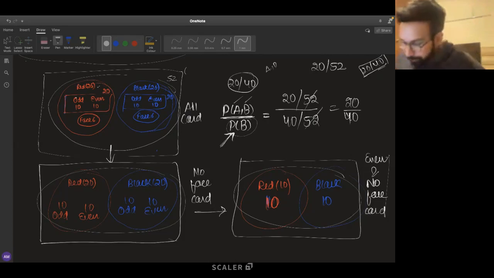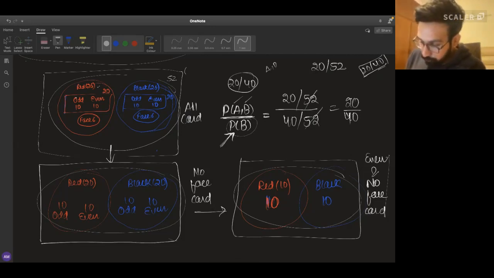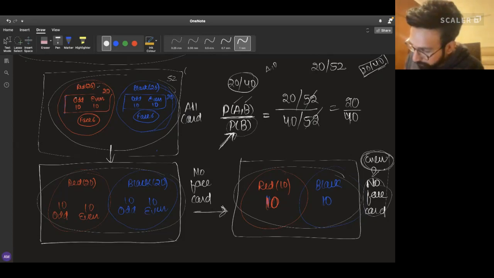So this is basically how I intuitively think about conditional probability: first you put the condition on the sample space. I've put the condition of no face card, and then out of that, I am interested in even and no face card. So this is already done, and now I'm just interested in even numbers. These are the favorable outcomes, and this is the total outcome that I have. So again, it will be 20 by 40. 20 are the favorable outcomes, and there are 40 numbers in total. So 20 by 40 is the final answer.